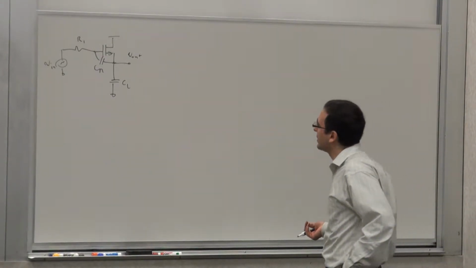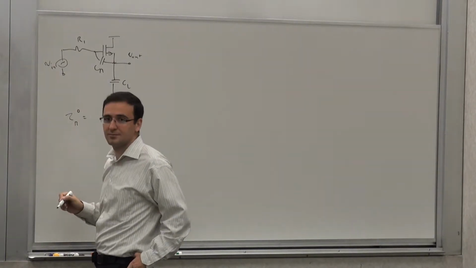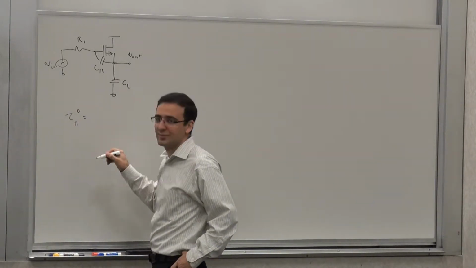So what do I need to determine? I need to determine the tau pi 0. What is tau pi 0? You should be able to tell me quickly.